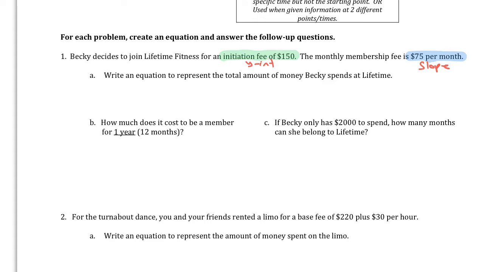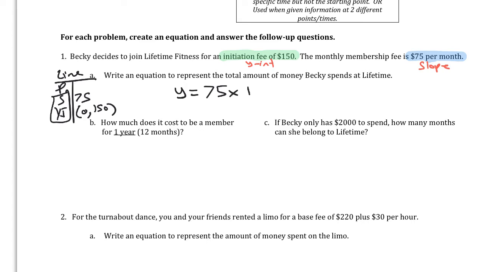So writing an equation here, I'm going to continue to use my line chart. And we're going to go point, slope, y-intercept. What do I know? I know the slope is $75 per month, and I know the y-intercept is (0, 150). So I have slope and y-intercept. That means I should write slope-intercept form. So we would say y equals 75x plus 150.